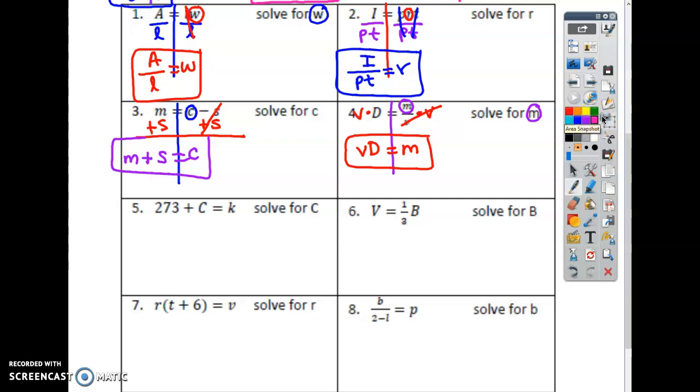All right, number 5. I'm solving for c. What is c doing? It's adding 273, right? So I need to get rid of 273, so I'm going to subtract 273 from both sides. Okay? But Ms. Mesa, I can't subtract those two. Then don't. Just leave it like that. That's k minus 273, so just write down k minus 273 equals c.